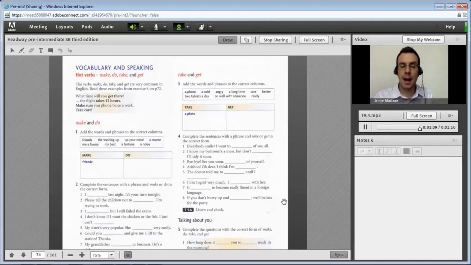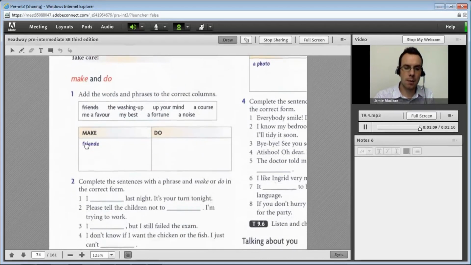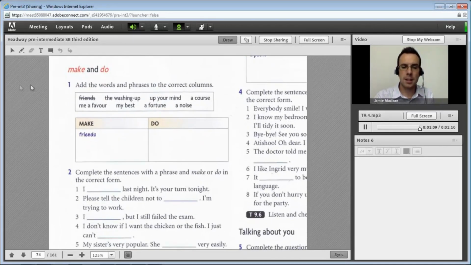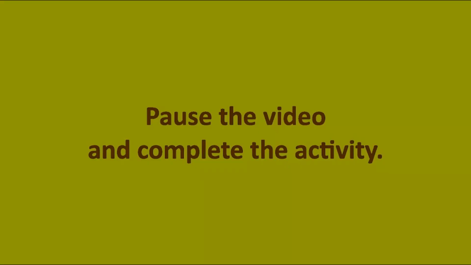Okay, I'm sure you found and had lots of ideas about these verbs. They're very, very common. First, we're going to look at make and do. And we're going to look at exercise number 1. In exercise number 1, we have the 2 verbs, make and do. In the box, we have some different phrases. I'd like you to match the verbs with the phrases and put them in the correct box. For example, friends. Of course, you make friends, you do not do friends. So, complete the table with the phrases under the correct verb, please.